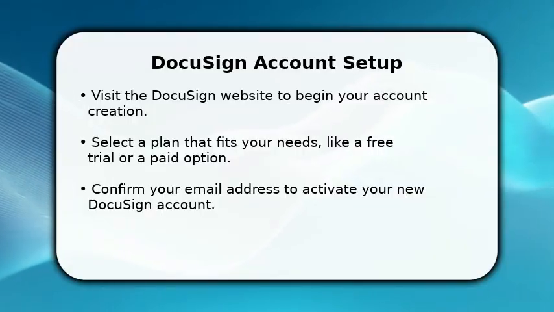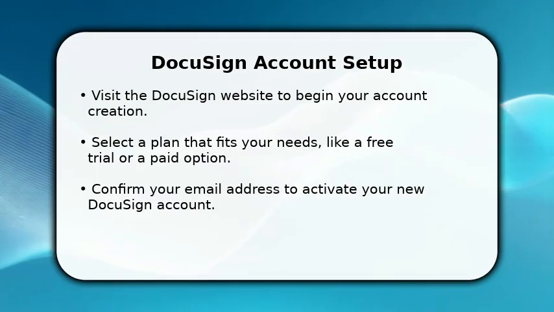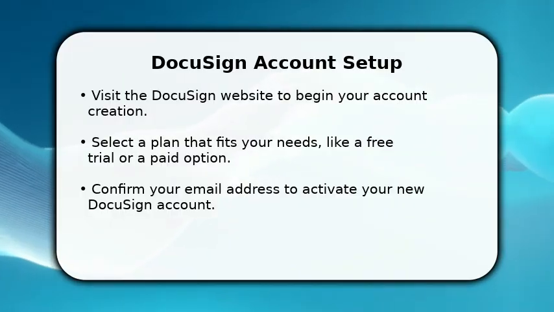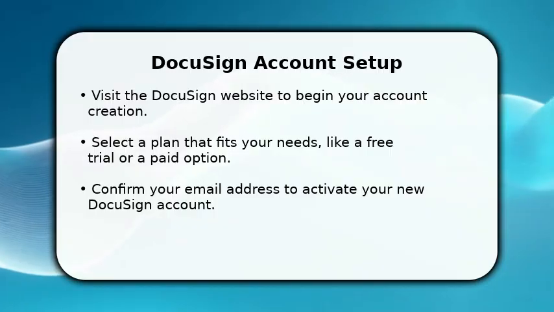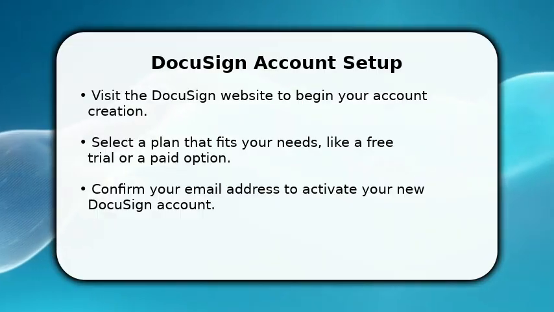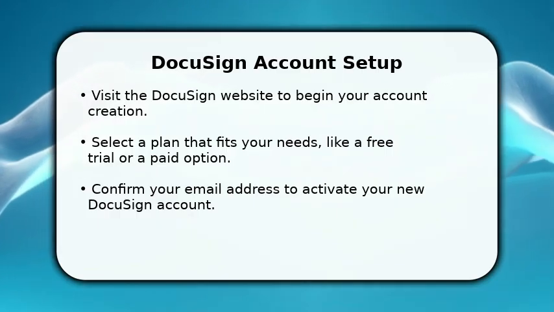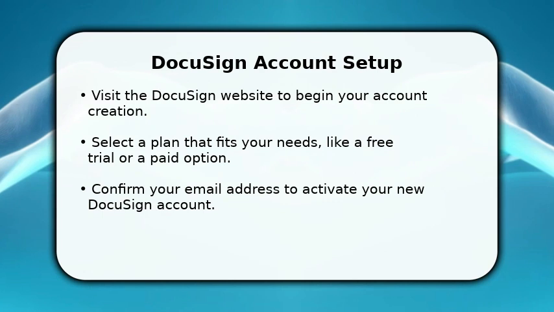In this video, I will explain how to set up DocuSign. First, navigate to the DocuSign website to start your account creation process. You'll need to choose a plan that best suits your requirements, whether it's a free trial to explore features or a paid subscription for full access. After selecting your plan, remember to verify your email address. This crucial step activates your new account, allowing you to begin using DocuSign's powerful features immediately.